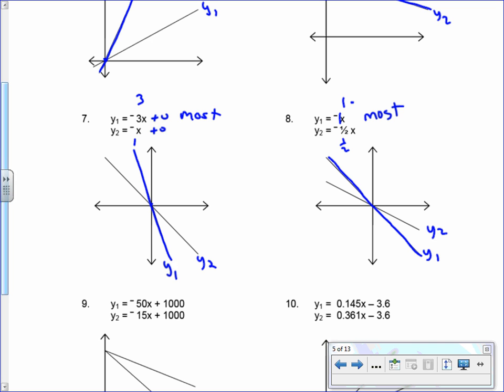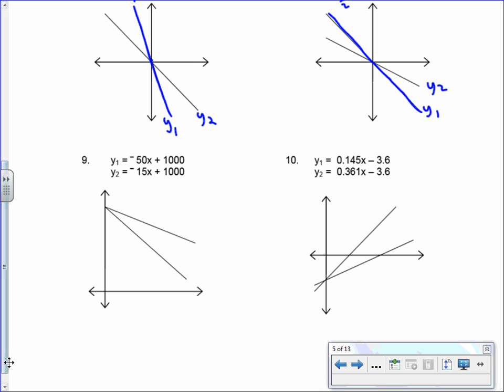If you wanted to pause and try 9 and 10, you could do that. Hit pause and try 9 and 10, and then turn it back on and see if you get it right. Okay? Let's look. Here's -50, downhill with a size of 50, -15, downhill with a size of 15. 50 is bigger, so y1 is the most steep. This line is the most steep.